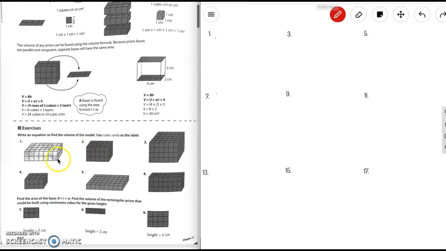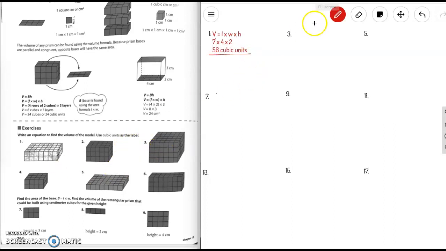That being said, for example, number 1 says, write an equation to find the volume of the model, use cubic units as the label. So the formula is length times width times height, right? We're just going to be plugging in numbers here. So the length, let's count: 1, 2, 3, 4, 5, 6, 7. The width, 1, 2, 3, 4. The height, 1, 2. If you multiply all that together, we get 56 cubic units.